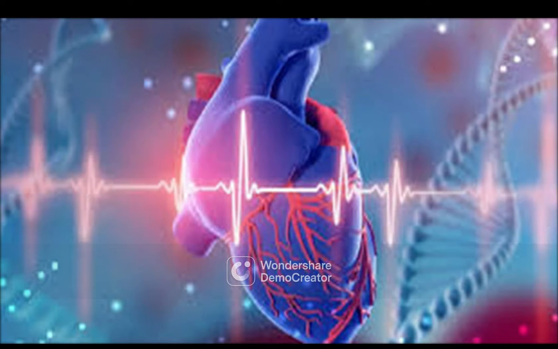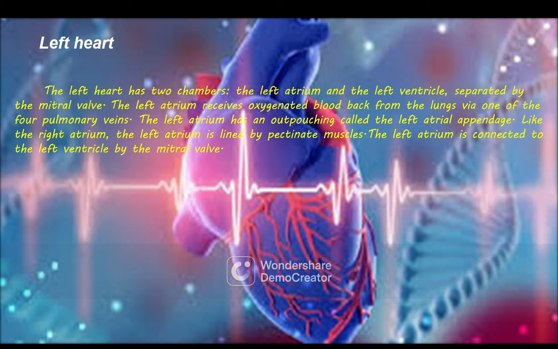Finally, I'm going to talk about the left heart. The left heart has two chambers, the left atrium and the left ventricle, separated by the mitral valve. The left atrium receives oxygenated blood back from the lungs via one of the four pulmonary veins. The left atrium has an outpouching called the left atrial appendage, like the right atrium. The left atrium is lined by the pectinate muscles. The left atrium is connected to the left ventricle by the mitral valve.